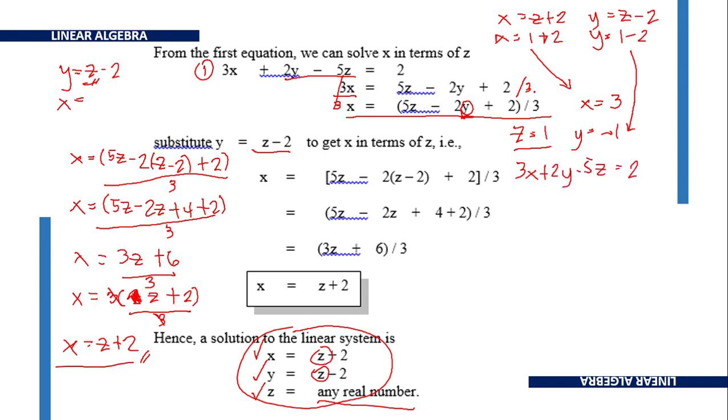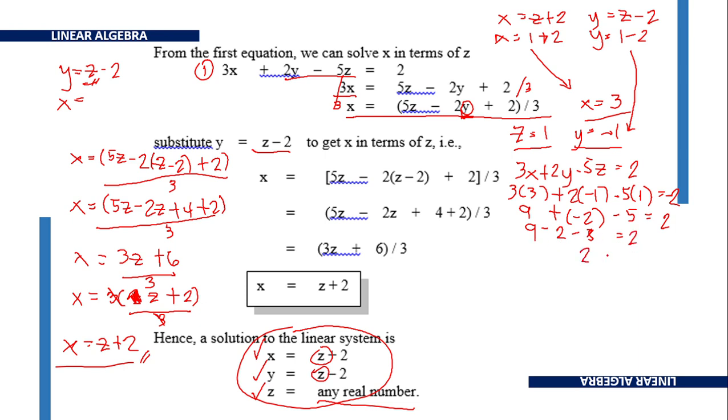So substitute natin yung value ng tatlong variables. So 3 times x, ang x natin is 3, plus 2, ang y natin is negative 1, minus 5, ang z natin is 1, which is equal to 2. Simplify lang natin. So we have 9 minus 2 minus 5 is equal to 2. So 9 minus 2 is 7, minus 5 is 2. So we have 2 is equal to 2. Okay, so as you can see, equal siya.